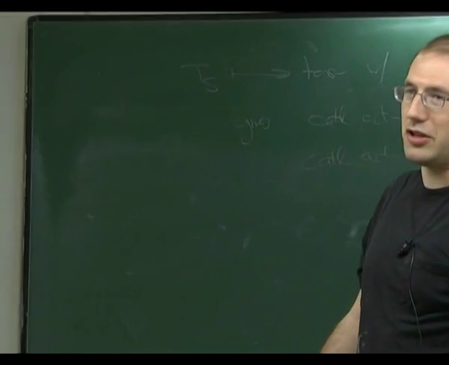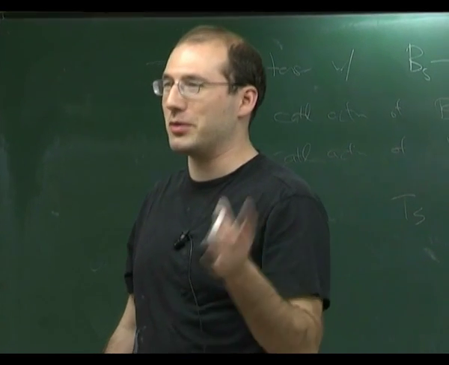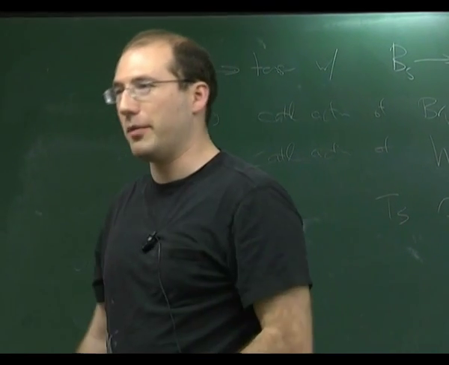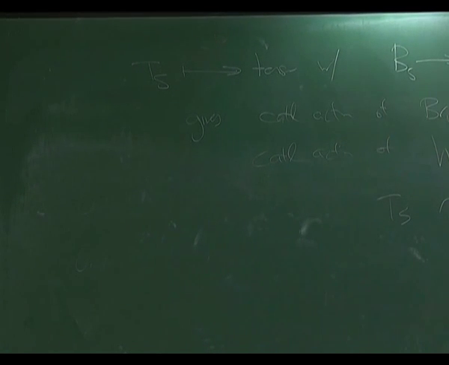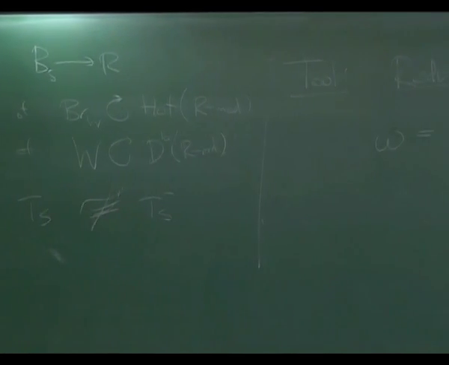So just the general awareness that complexes of bimodules give you functors on the homotopy category. This is a fact. It's not immediately obvious. You know that you can take a module to a complex, but you don't know that you can take a complex to another complex. You take the total complex.